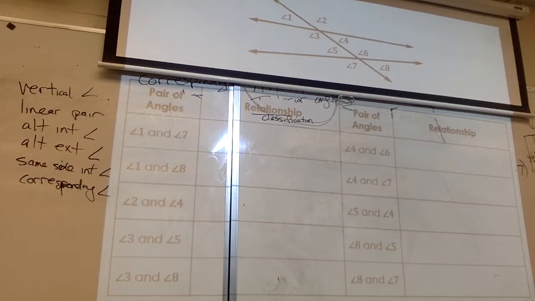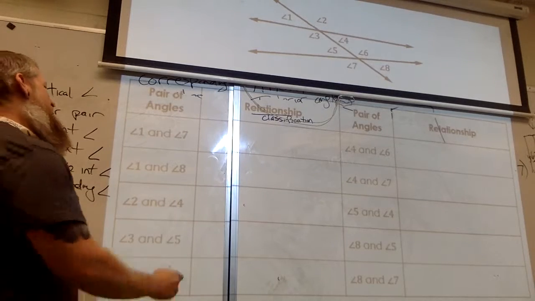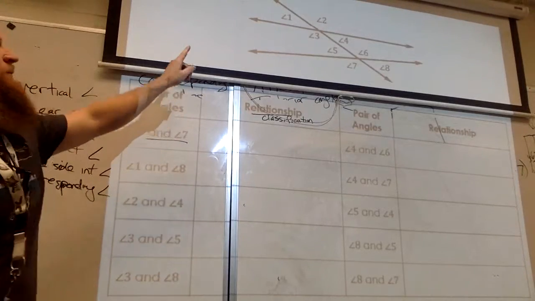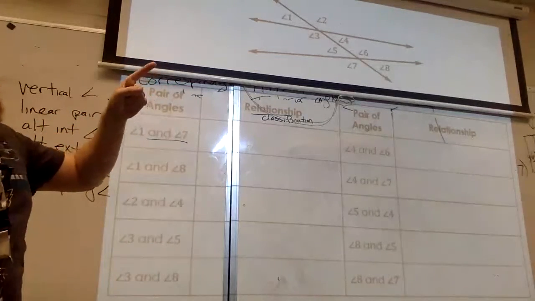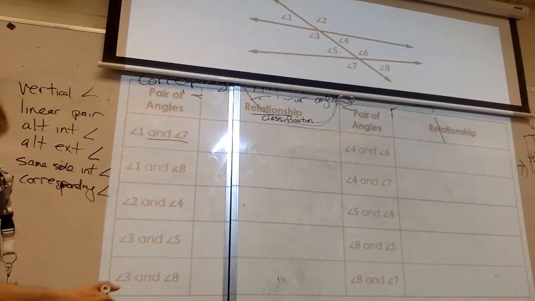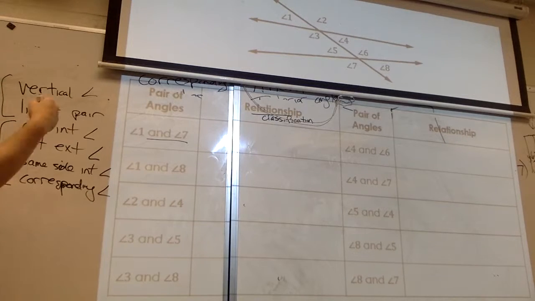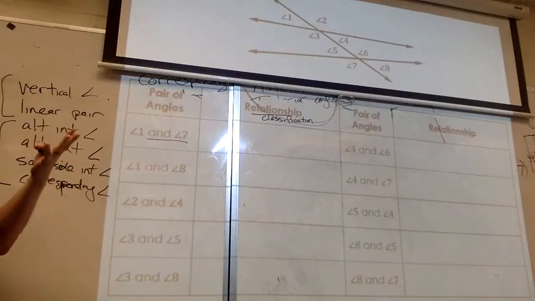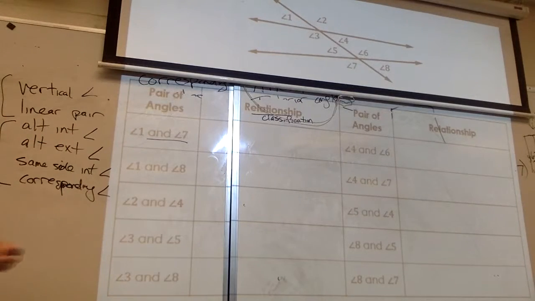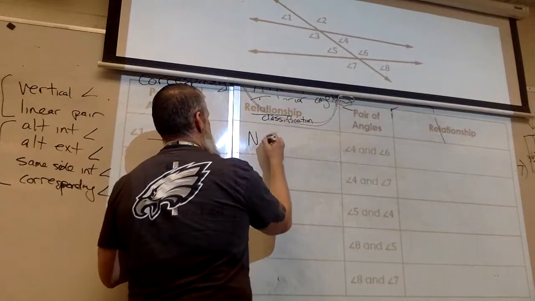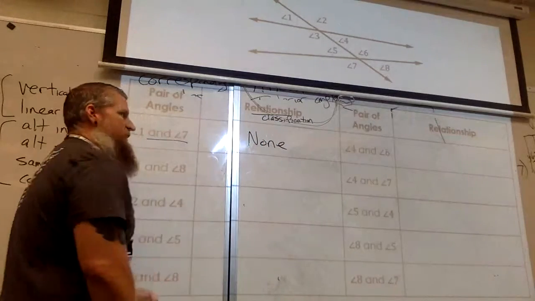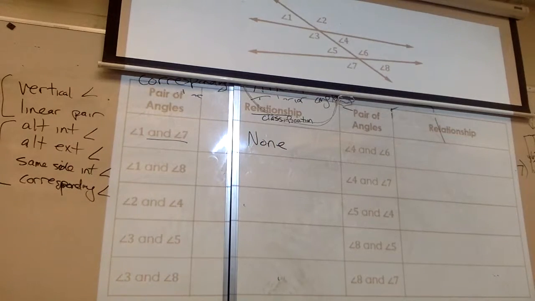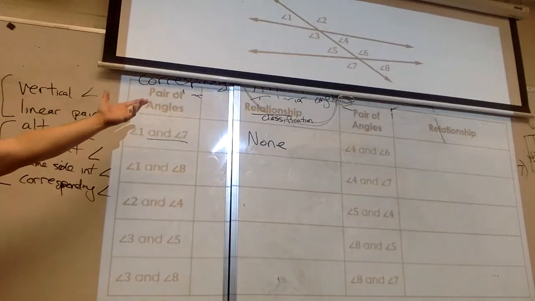Why are you asking about that? For 1 and 7? All right, if you look at them, 1 and 7 are not vertical angles because they're at different points. Vertical angles have to be at the same intersection point. These are at two separate intersection points. He's asking if 1 and 7 are same side exterior? Well, we don't have that classification, so I'm just going to put a none there, because we don't have a name for it.